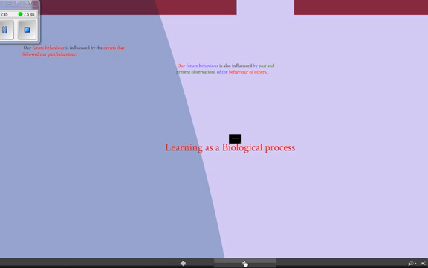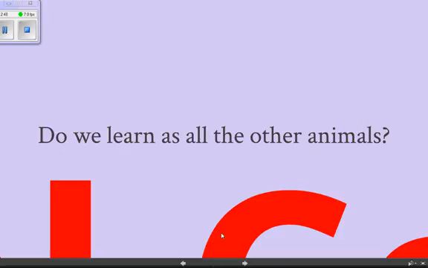So, to revise what we said, I'm asking you this question. Do we learn as all the other animals? Are we learning with the frontal lobe? Are we learning because of the neurotransmitters? Actually, all this research on learning started with animals: rats, pigeons, dogs. The first learning research happened with them, and then we applied that to humans.